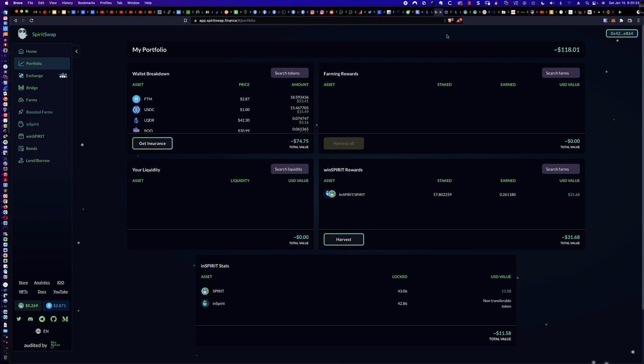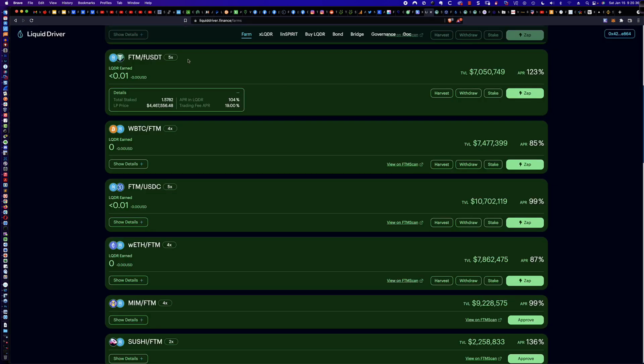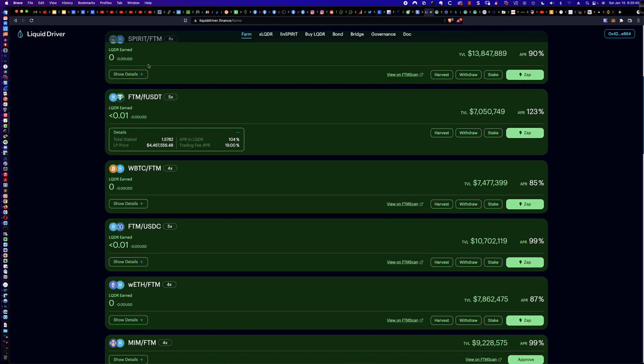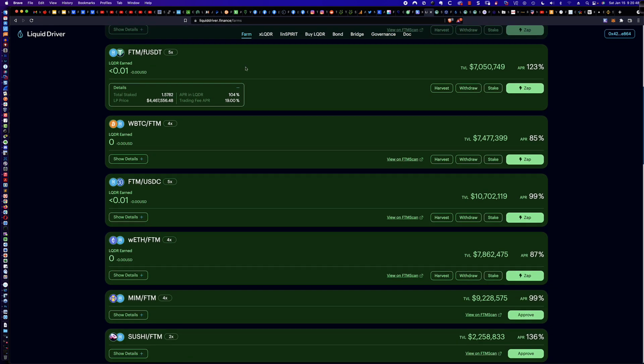We decided we wanted to leverage that FTM by staking it in the FTM FUSDT pool here on the Liquid Driver site. Now remember, the header is SpiritSwap. So we're going to be going back and forth to SpiritSwap to take a look at some of the things for confirmation. We approved the pool, which I had already approved. We then zapped our FTM. We took 7 FTM, we zapped it, and we created our liquidity provider tokens, which are tokens that are an equal amount of the 2 tokens that are being used to create that LP pair. So FTM and FUSDT. We then staked it.